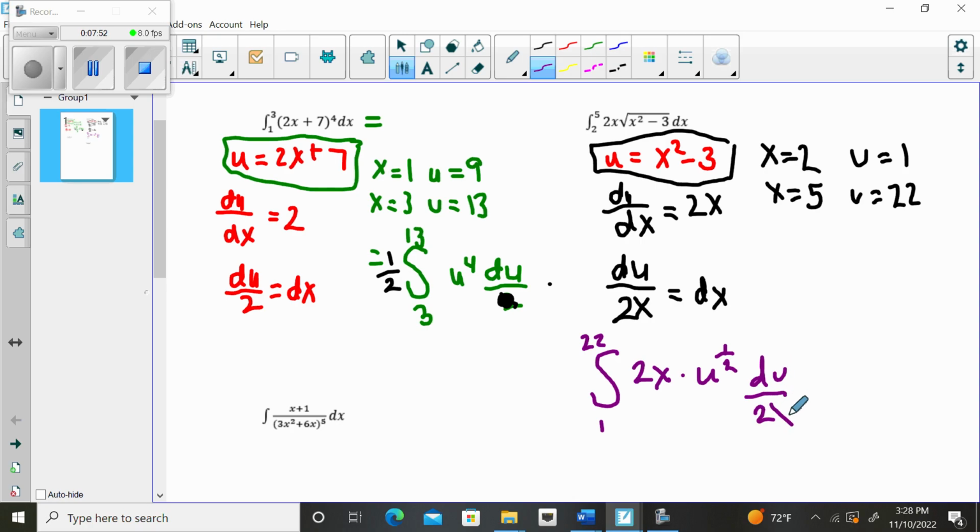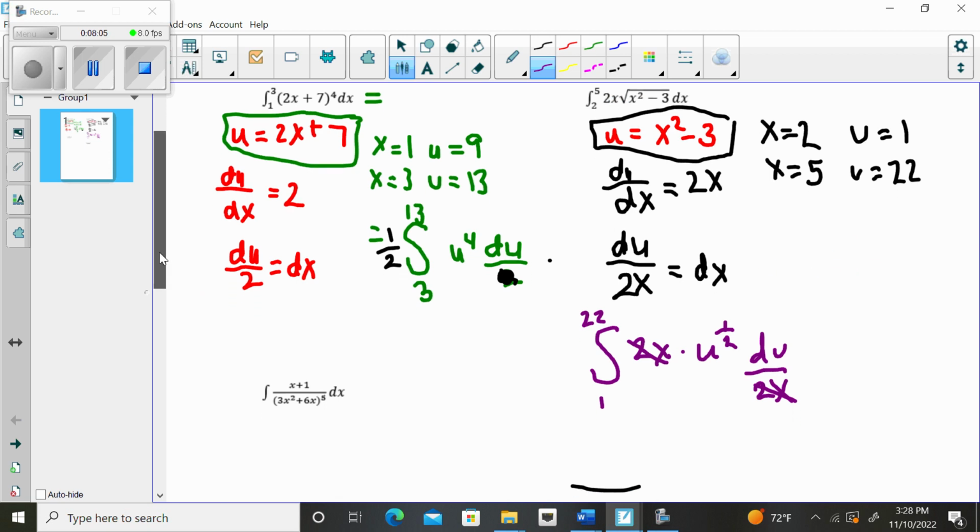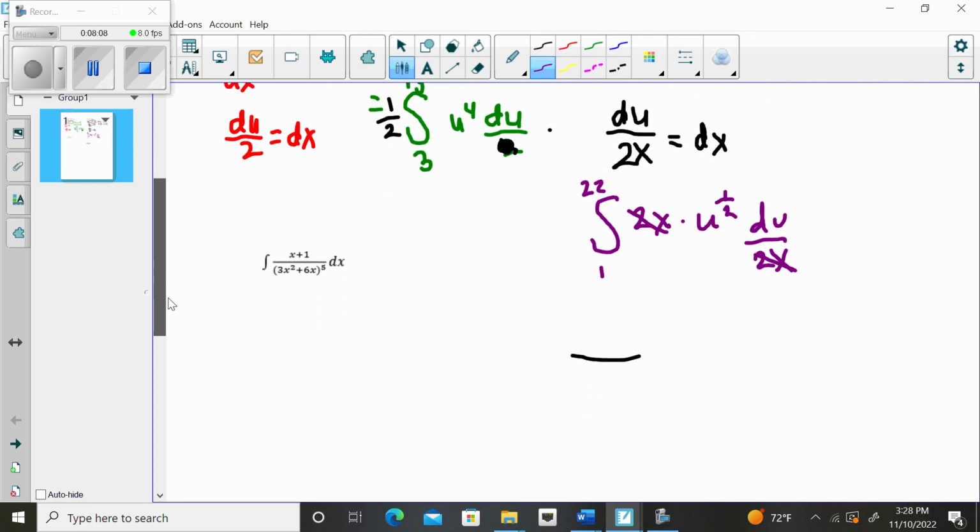Right, so probably a lot of you who are getting really good at this didn't even write this, right? You just said, oh, 2x on the bottom, 2x up here, they're going to be gone. Don't even have to worry about it. Okay, now I'm ready to find the antiderivative. I'm ready to integrate. Because I've gotten rid of my x's, I've only got u to the half du.